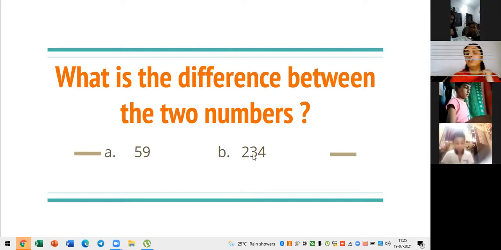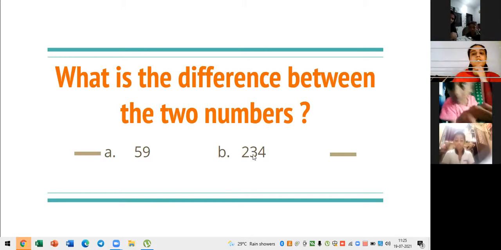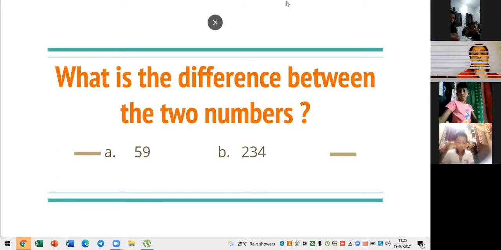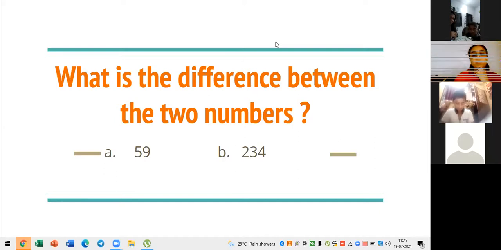All right. So now for 234, can you tell me what are the places that we call it as place value? So what are the place value for number 234? We already know that 4 is at units place and the 3 is at tens place. Now what is the next one? Can anyone tell me? Ones and tens.